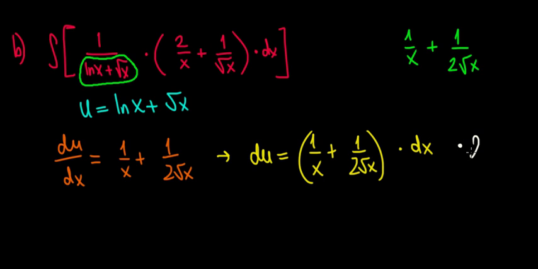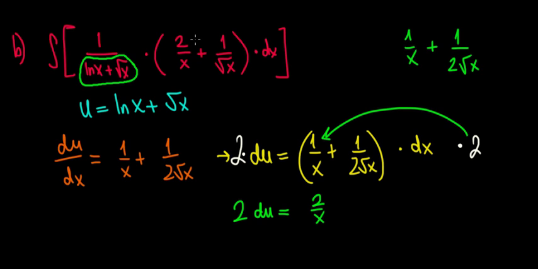Let's multiply it by 2 on both sides, so we could substitute it there. We will have 2 times du. Let me change colors for that. So 2 times du equals 2 times 1 over x. Well, that's just 2 over x. So there we go. Our first term is there. Plus 1 over 2 square root of x times 2. Well, 2 and 2 are going to cancel out, and we're left with 1 over square root of x. And then we also multiply that with dx.